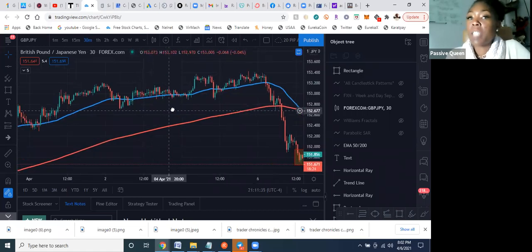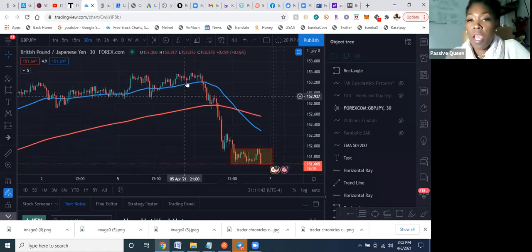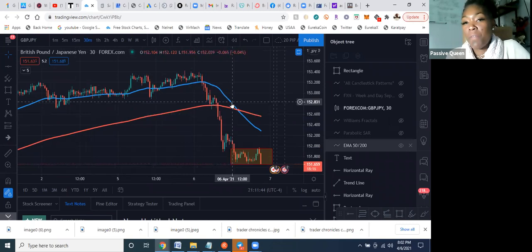Look. See how she was up? And this is on a 30 minutes. See how she rolled the 50 moving average? And then she dropped. And then the 50 moving average did what? It crossed underneath.